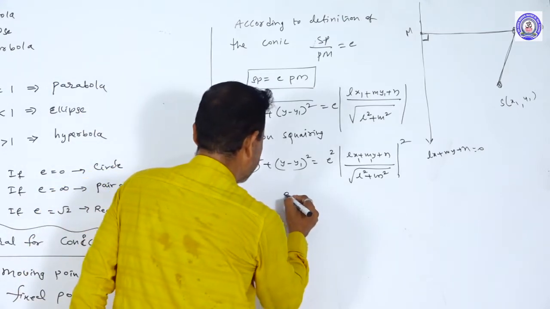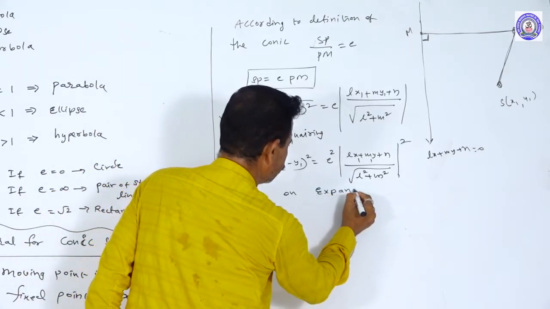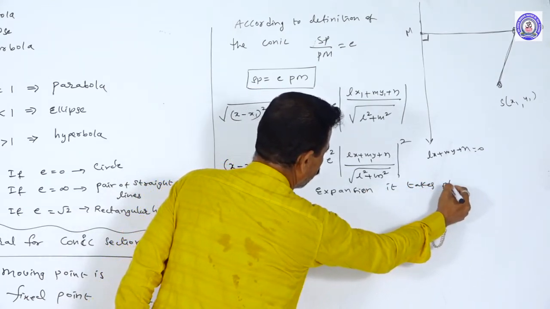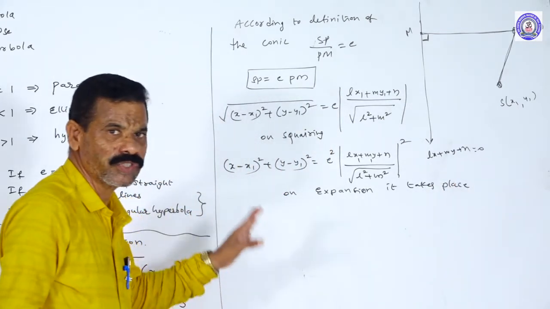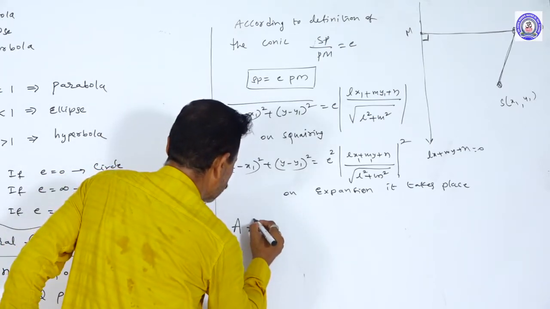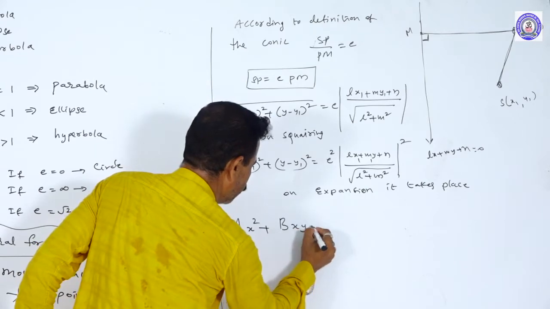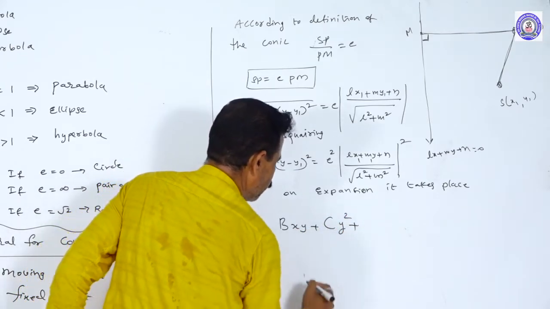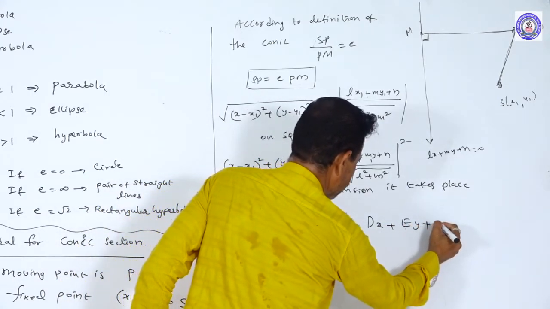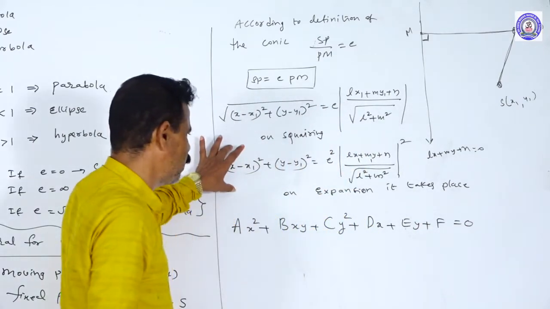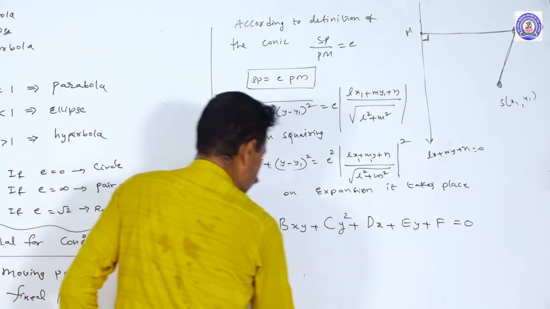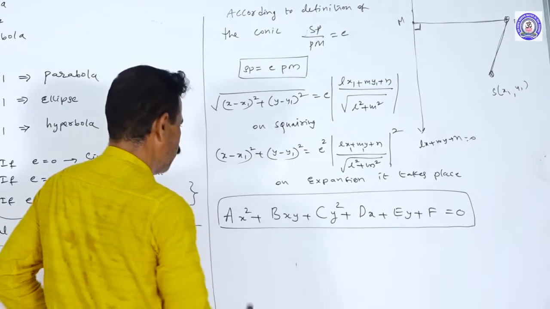So on expansion of both sides, taking it, the form is capital Ax square plus Bxy plus Cy square plus Dx plus Ey plus F is equal to 0. On expansion, this form is coming. So this is the conic equation in terms of x and y.